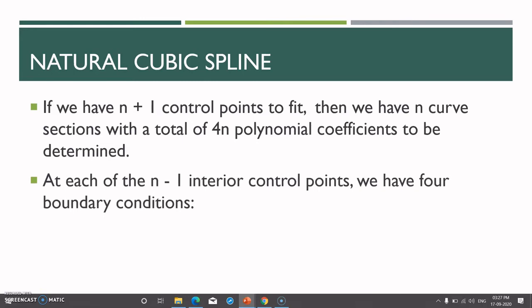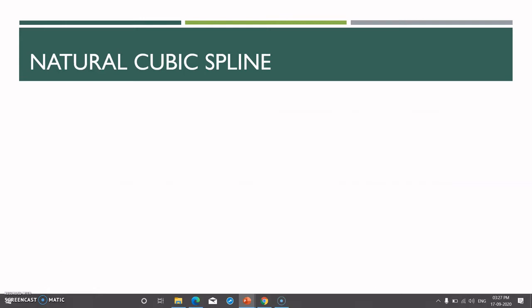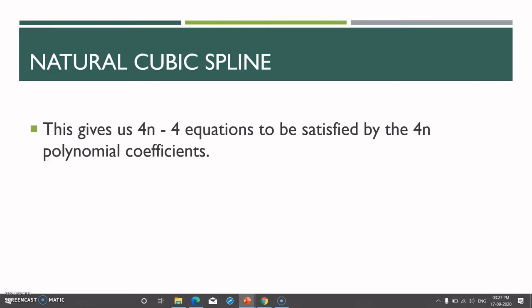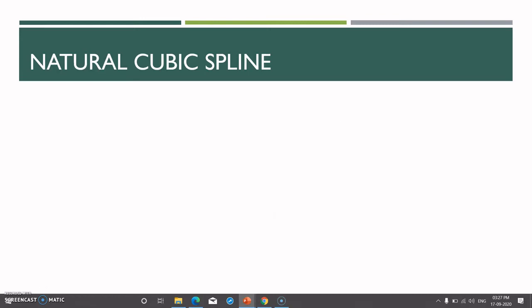At each of the n minus 1 interior control points, we have 4 boundary conditions. The two curve sections on either side of a control point must have the same first and second parametric derivatives at that control point, and each must pass through that control point. Thus this gives us 4n minus 4 equations to be satisfied by the 4n polynomial coefficients. We get an additional equation from the first control point P0, the beginning of the curve, and another condition from control point Pn, the last point on the curve.